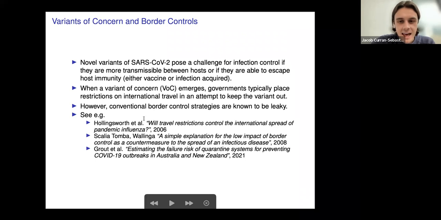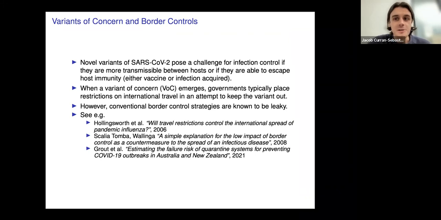I've listed a few papers that talk a little bit more about this. There's a very famous Deirdre Hollingsworth paper on travel restrictions from 2006. I'm going to talk a little bit more during this presentation about the Scully, Atomba and Wallinger paper, because this is the foundation of some of the work that I've been doing. This other one I thought was interesting, about estimating the failure risk of quarantine strategies in Australia and New Zealand, which we typically regard as having had very good border control strategies.